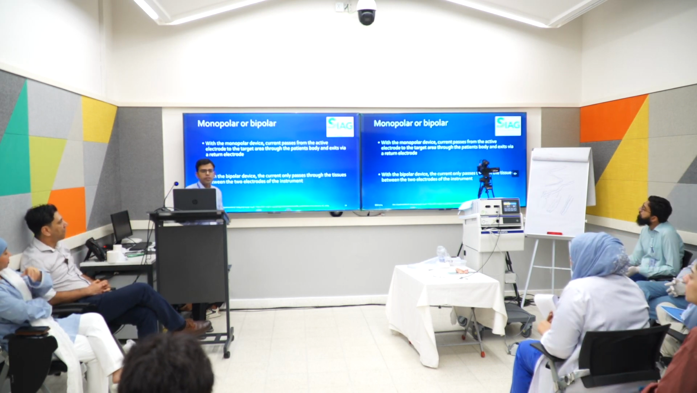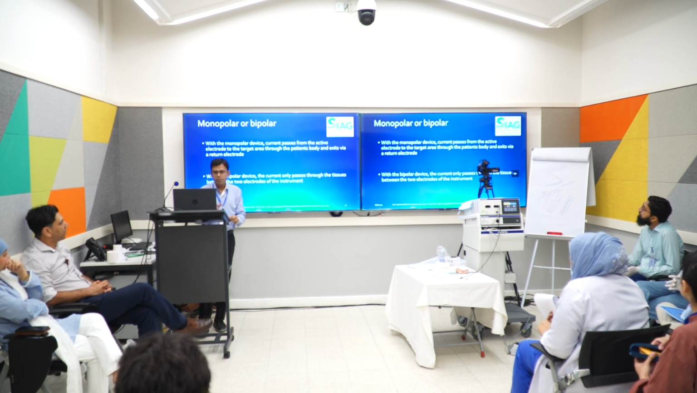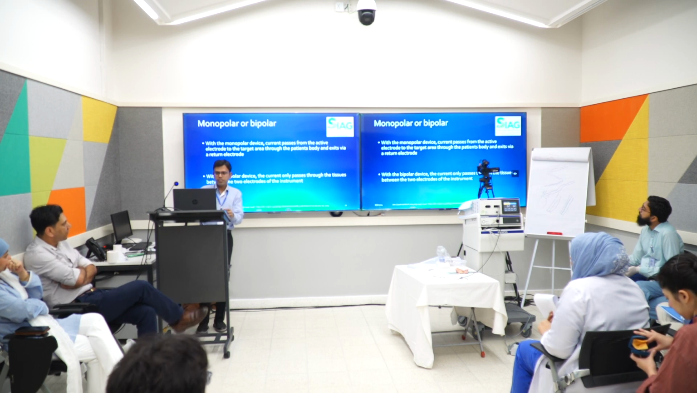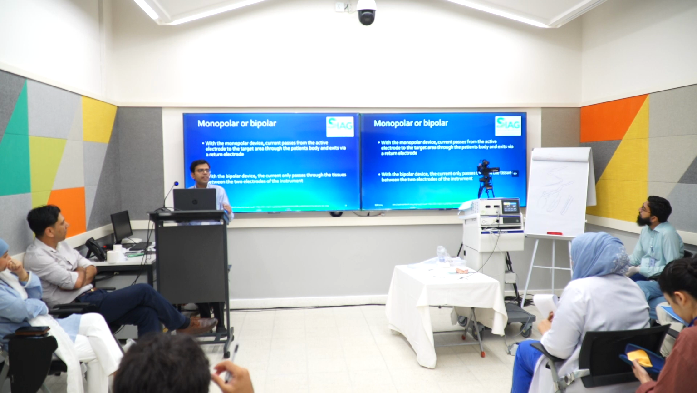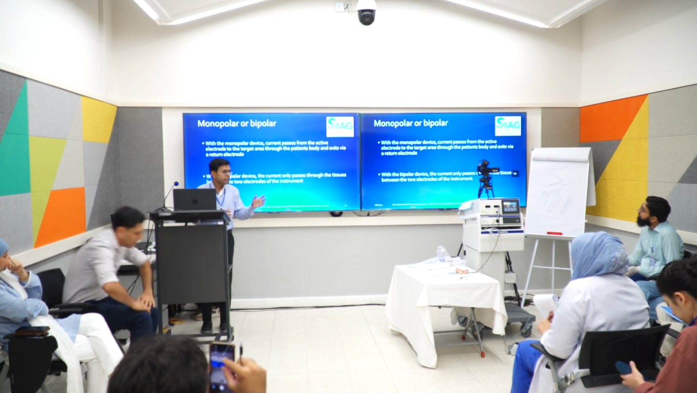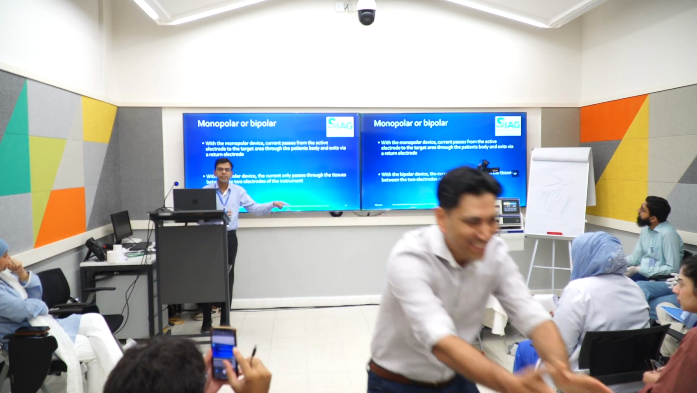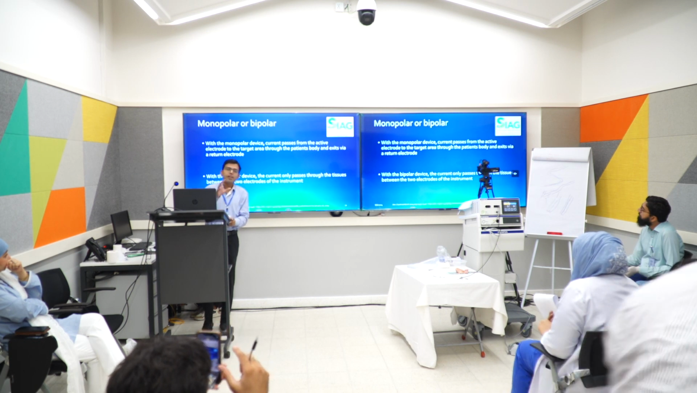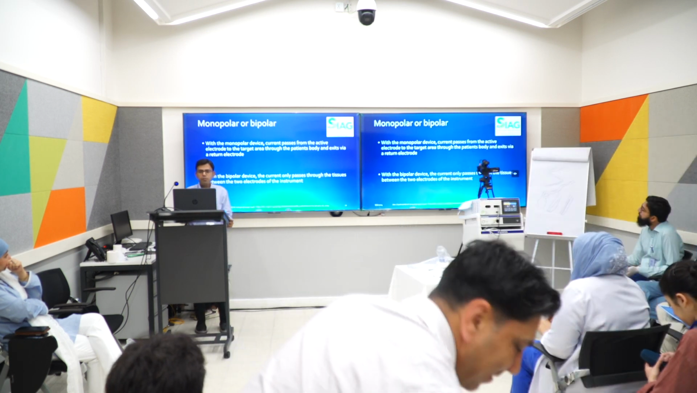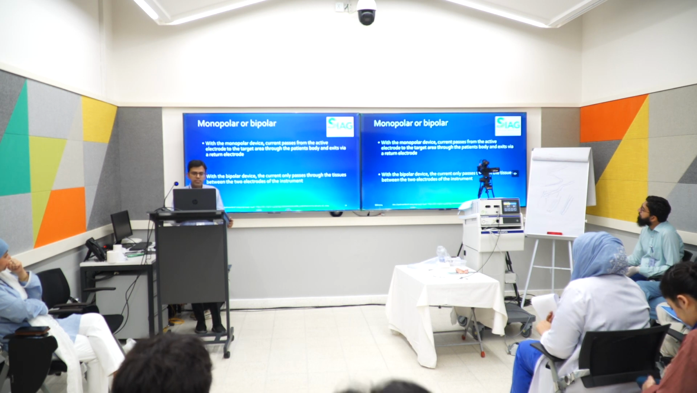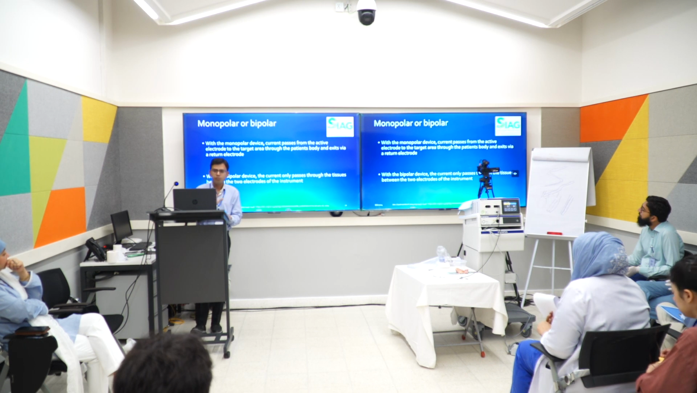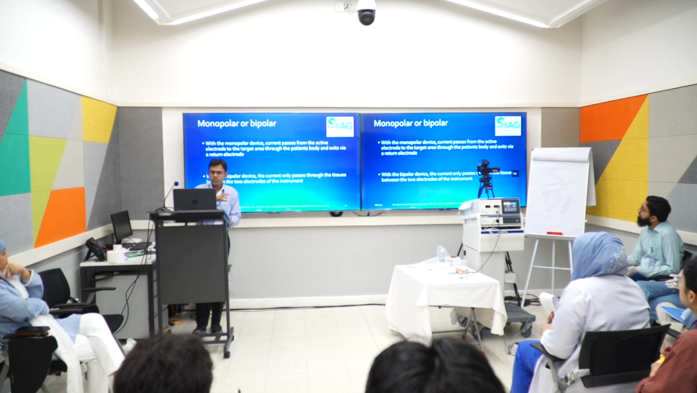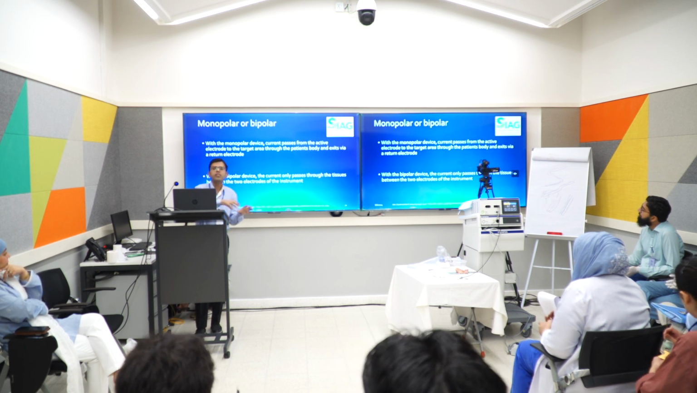Next is very important, the difference between monopolar and bipolar devices. With the monopolar device, the current passes from the active electrode to the target area through the patient's body and exits via the return electrode. So what is the return electrode? The dispersive pad. In a monopolar system, you will have a dispersive pad. With the bipolar device, the current only passes through the tissues between the two electrodes. So there is no dispersive pad involved in the bipolar system. The circuit is completed within the electrosurgical unit.